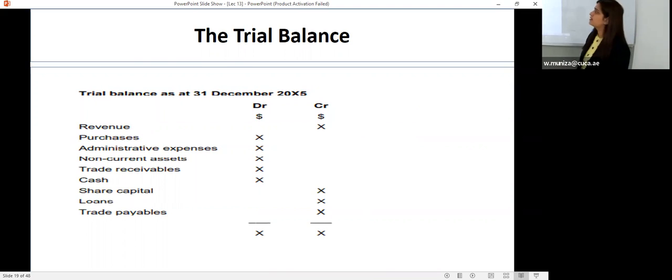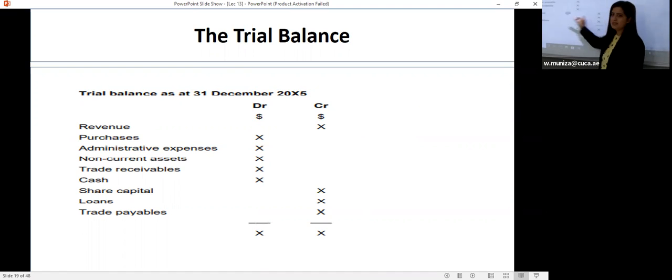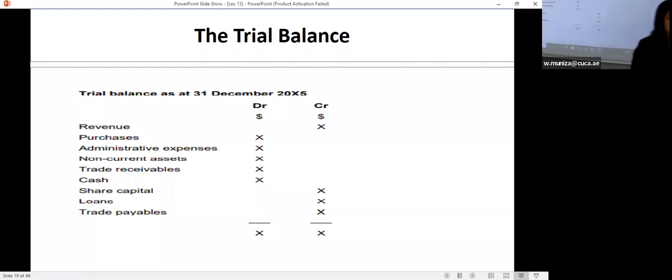The trial balance as at 31st December 2005: revenue is an income, and income has a normal credit balance. Purchases, expense, debit. Administrative expense, debit. Non-current asset, debit. Trade receivables, debit. Cash, debit. Share capital is equity, credit. Loan is a liability, credit. Trade payable is a liability, credit. So ultimately, your debits and credits must be equal to each other.